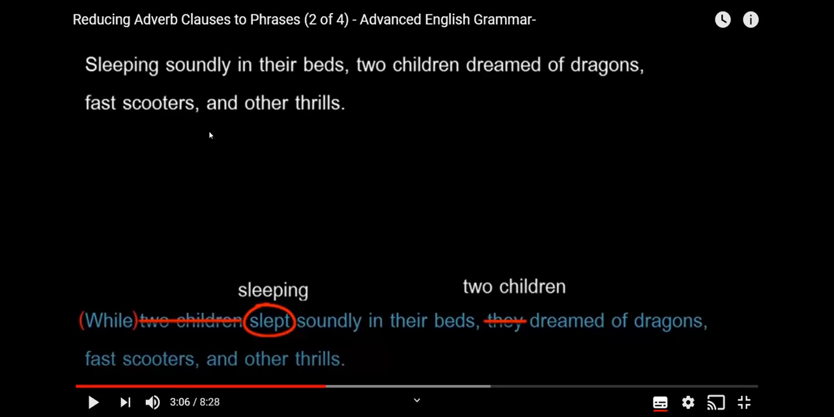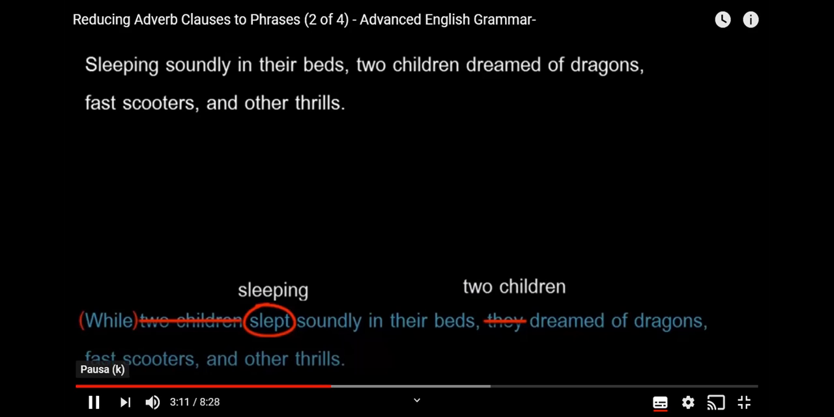Okay, so you see, they reduce it. They don't use while, they use the verb in the ing form, sleeping soundly in their beds. Now here it says they, but they doesn't exactly show who. So it's better to use the subject. Two children dreamed of dragons, fast scooters, and other thrills. And that is called an adverb clause reduction, okay?